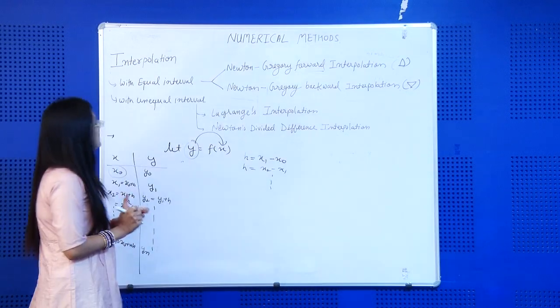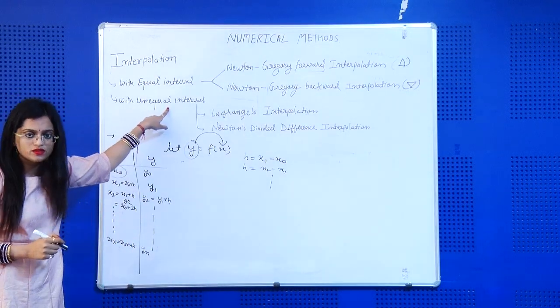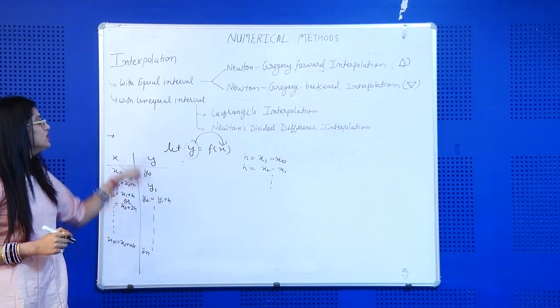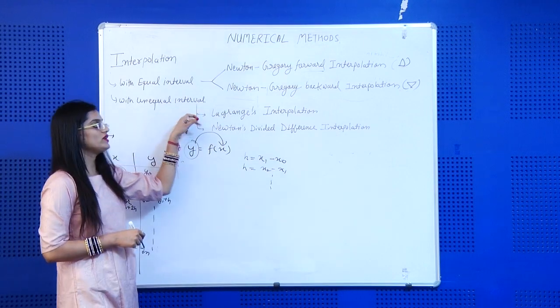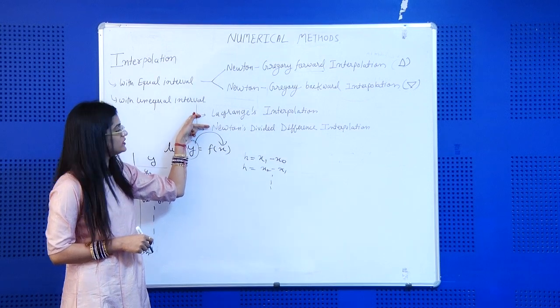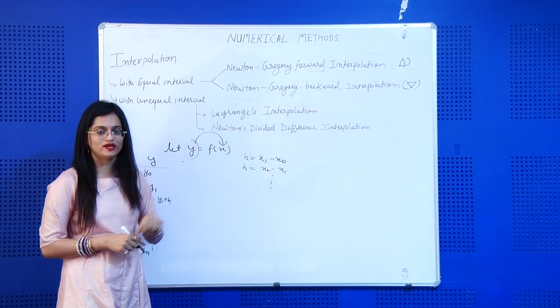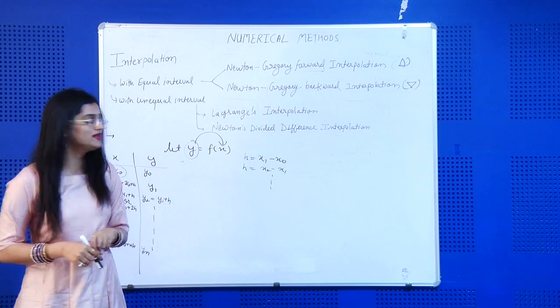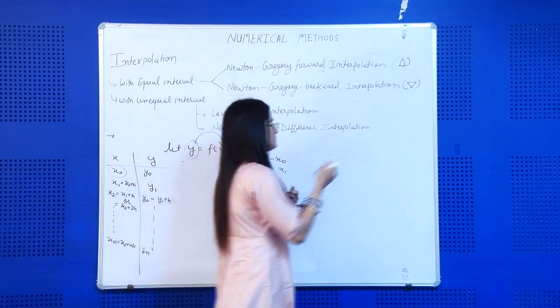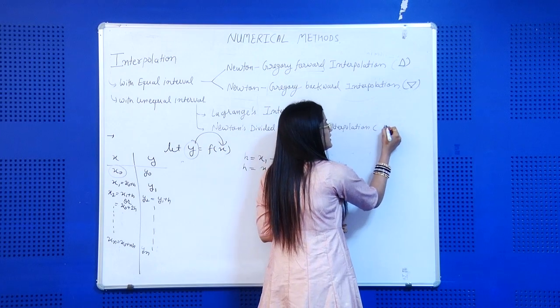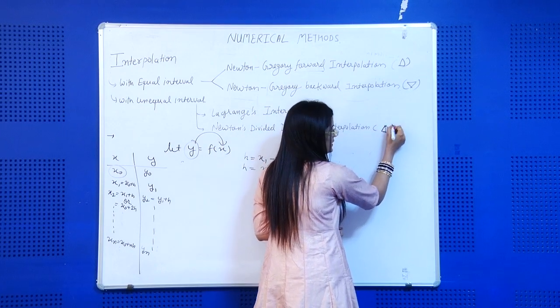If my data is not equally distributed, then again we have two techniques of interpolation. The first one is Lagrange interpolation, and the other one is Newton divided difference interpolation, which is given by the divided difference operator.